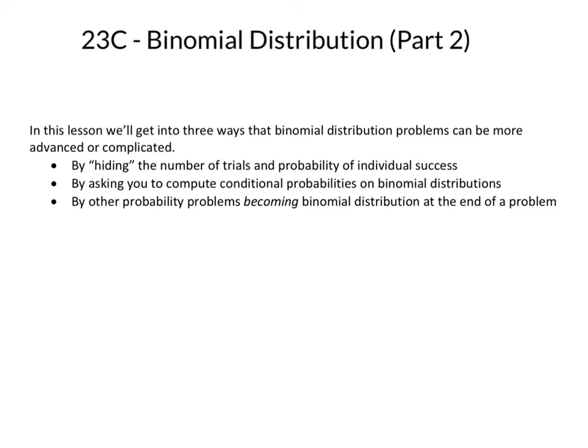The second way is by asking you to compute conditional probabilities on binomial distributions, so doing that whole restriction of the sample space. And a third way is that they can take other probability problems that are not binomial and then turn them into a binomial distribution problem at the end of the problem.